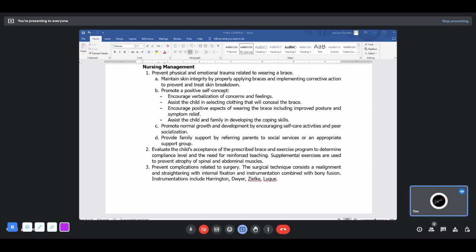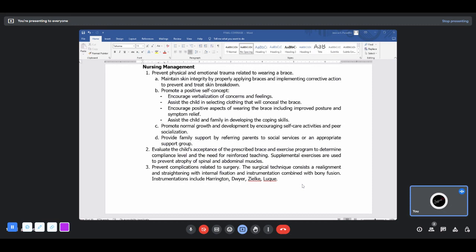Supplemental exercises are used to prevent atrophy. Okay, when we talk about atrophy, this is decrease in size or nagkakaroon ng wasting, muscle wasting. Okay, wasting away of a body part or tissue kapag hindi siya kasi nagagamit. Okay, or of the spinal and abdominal muscles. Another one is prevent complications related to surgery.